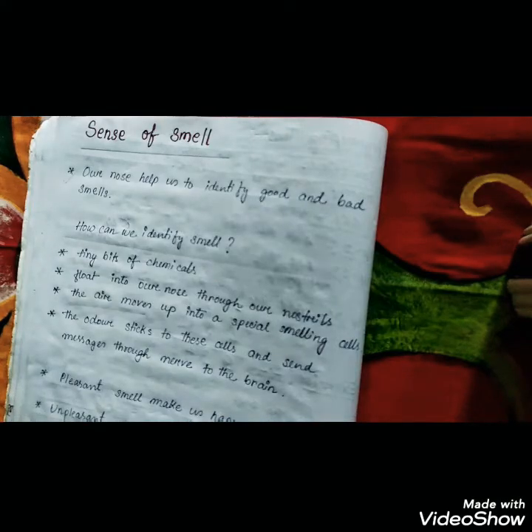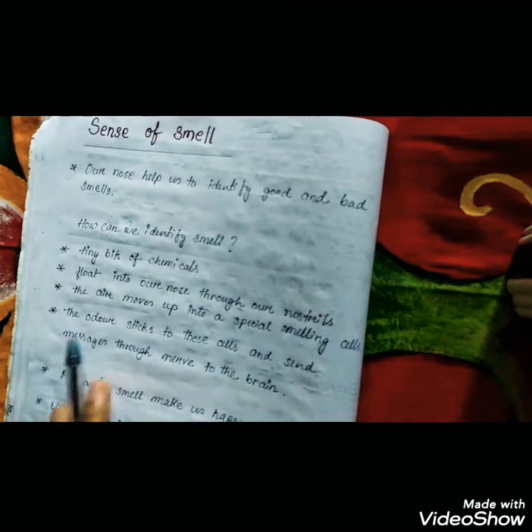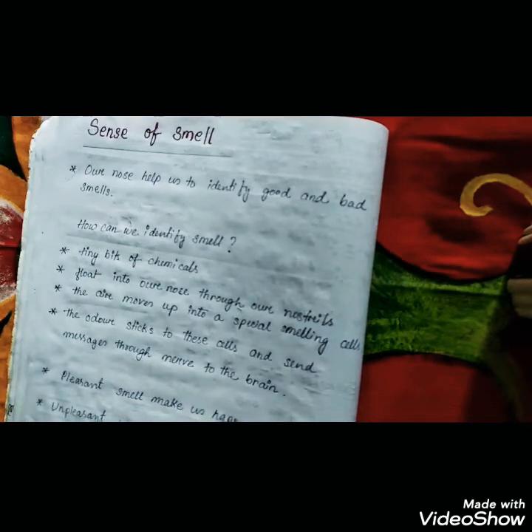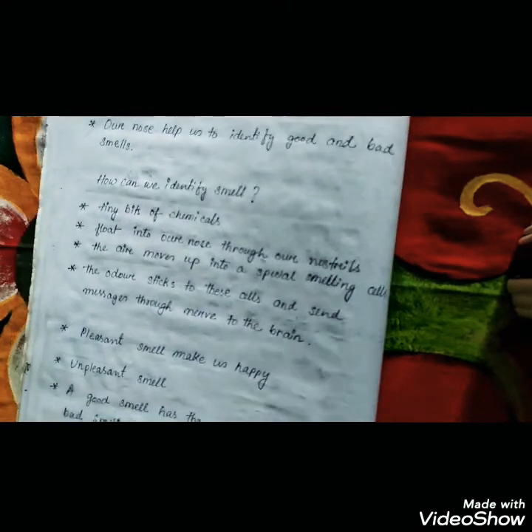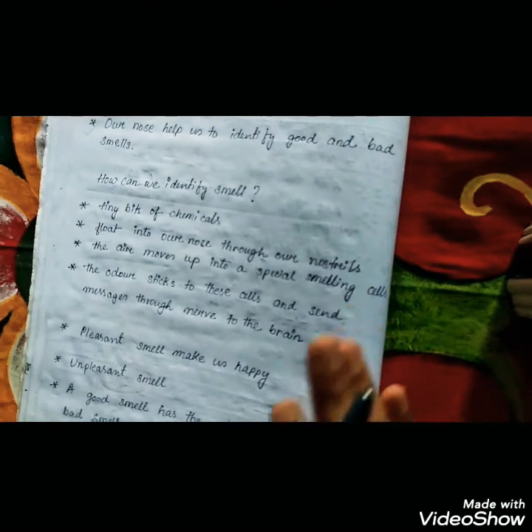Here you can see I have written all of this point-wise. That means tiny bits of chemicals float into our nose through our nostrils, and the air moves up into the special smelling cells. Through these special smelling cells, the nerves send the message to the brain, and we react to that, and we come to know about the smell.